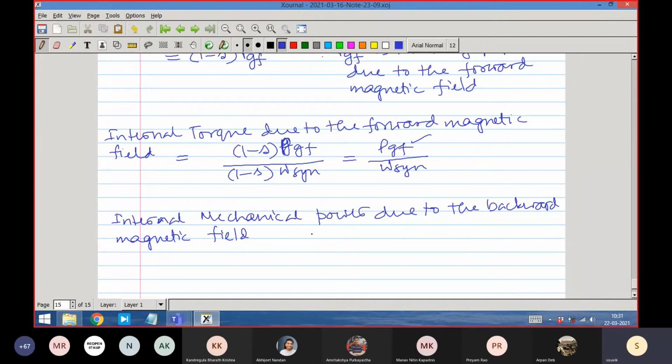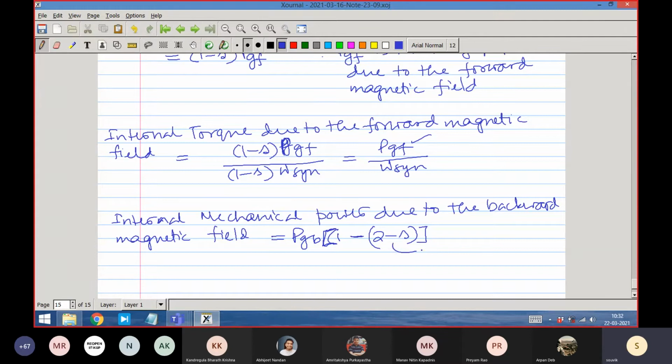What is that internal mechanical power due to the backward magnetic field? We know the basic power is PG B, the basic power, minus all the slip power, right? So 1 is the basic one, minus 2 minus S, and that is equal to the internal mechanical power.